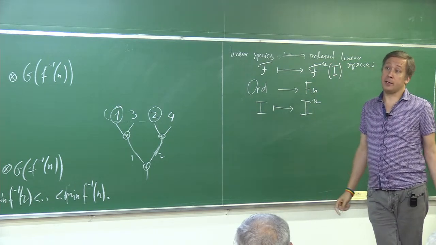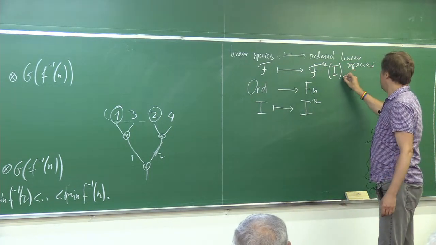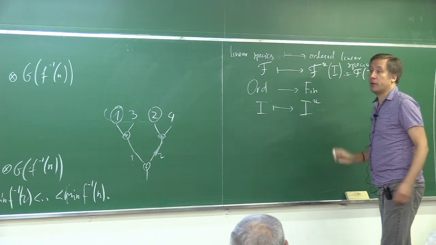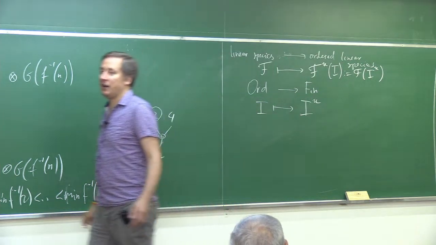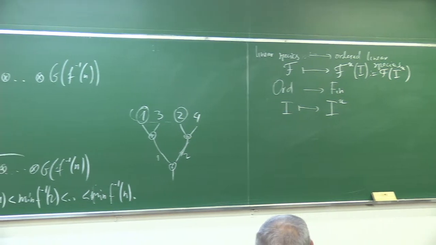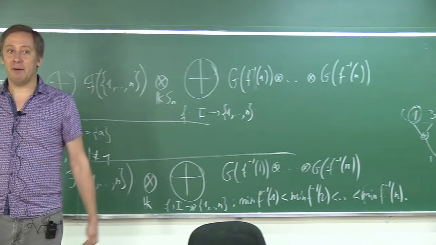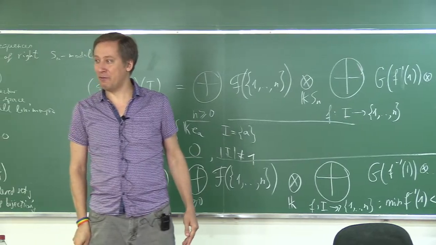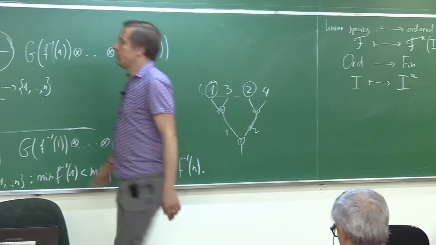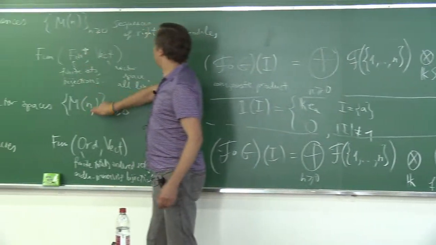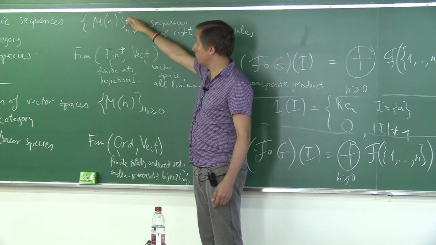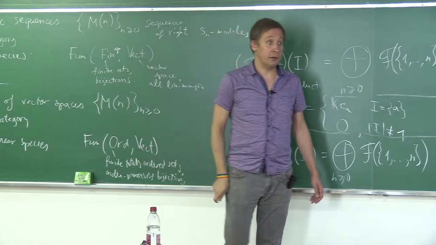And then somehow you can associate to a linear species F a new ordered linear species FU, which relates to a finite ordered set I: you compute F on I without the order. So we have a functor between these two categories, and we have the pullback functor. And if you think about this datum, it's literally just getting the symmetric group actions going from collections of elements to collections of vector spaces.